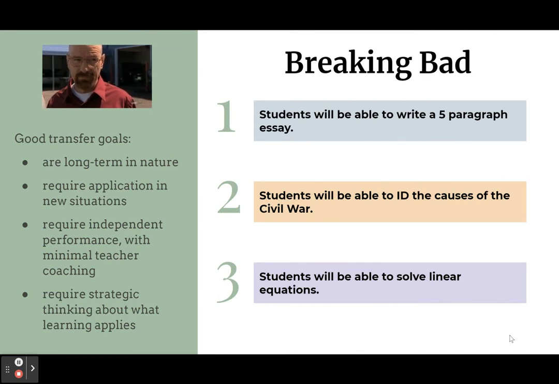So we have already talked about how good transfer goals are long-term in nature, require application in new situations, require independent performance with minimal teacher coaching, and require strategic thinking about what learning applies. On the screen, you can see there are 3 goals that could probably be improved. They might not truly be transfer goals.